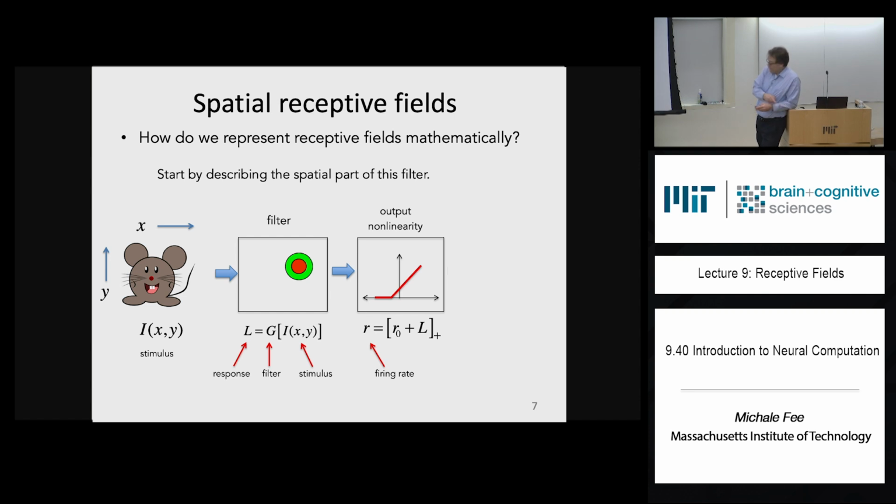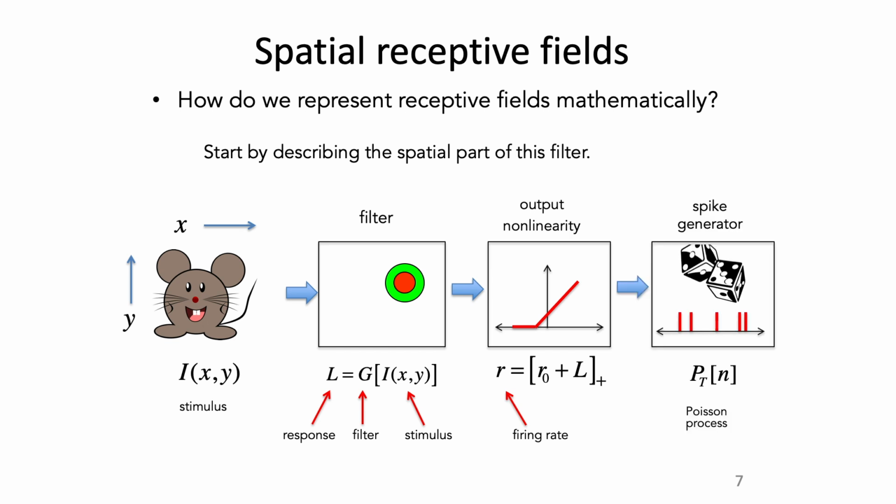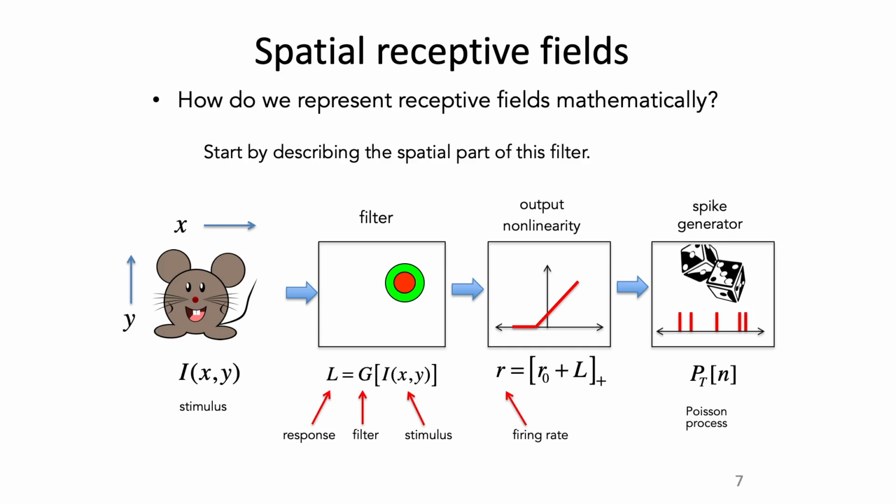And then, once you have this firing rate of the neuron, what is it that actually determines whether the neuron will spike? In most models like this, there is a probabilistic spike generator that is a function of the rate output of this nonlinear output.